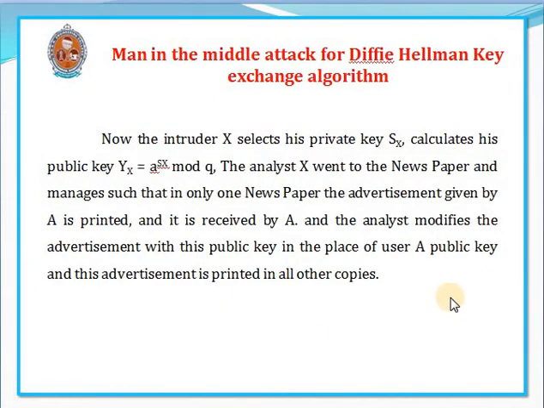Now the intruder enters here. The intruder X selects his own private key SX and calculates his public key by using the formula yx equal to a to the power of sx mod q. The similar formula is also used by our sender and receiver. Now the analyst or intruder X goes to the newspaper and manages such that in only one newspaper the advertisement given by A is printed, and it will be received by user A.